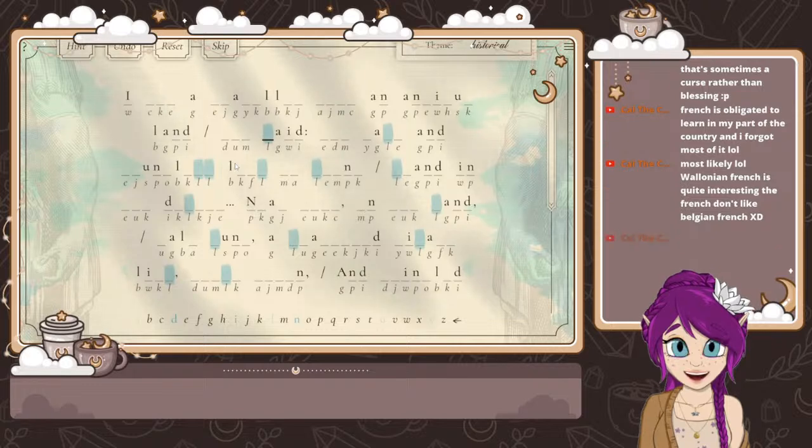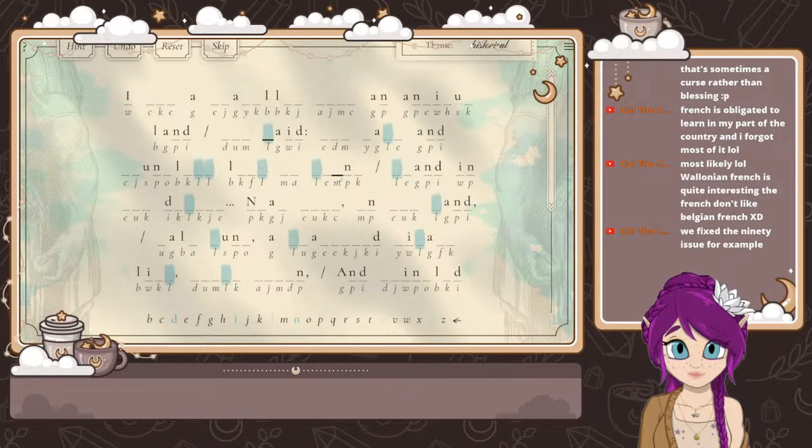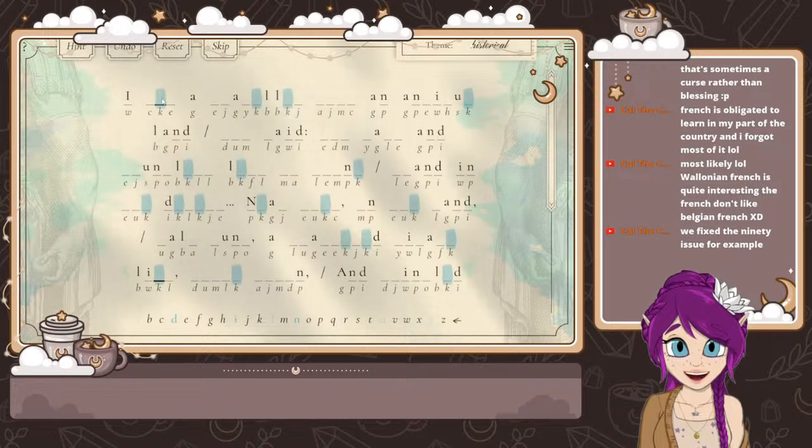The French don't like Belgian French. The 90 issue, for example. Oh, yeah. Is that like? No, it probably isn't like, because having a K here would be weird.